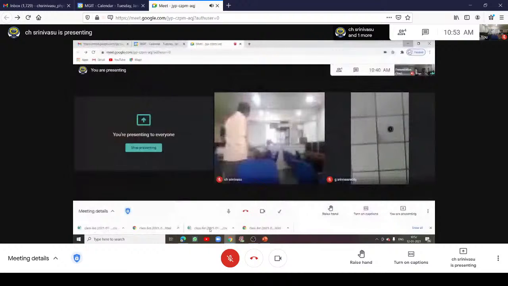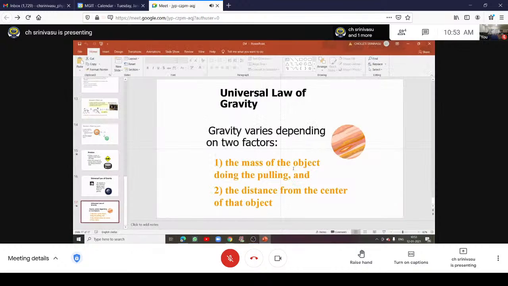So, if you take gravity, let's take the universal law of gravity. Gravity varies depending on two factors: one is the mass of the object doing the pulling, and the other is the distance from the center of the object, isn't it? So, let us see the universal law of gravity. All objects in the universe attract each other by the force of gravity. Gravity varies depending on two factors: the mass of the object doing the pulling and the distance from the center of the object.